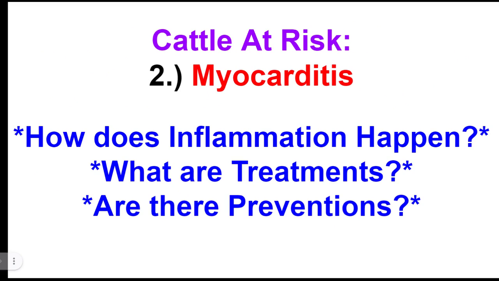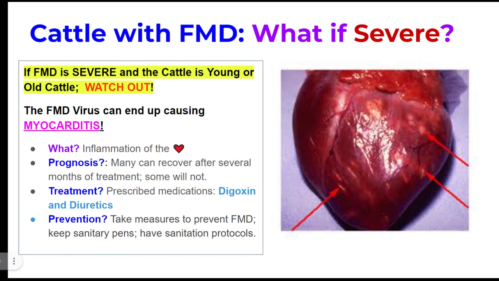All right, number 2, myocarditis. How does this inflammation happen? What are treatments? Are there preventions? Cattle that do have foot and mouth disease, if this is very severe and the cattle is young or old, watch out. The foot and mouth disease virus can end up causing myocarditis.